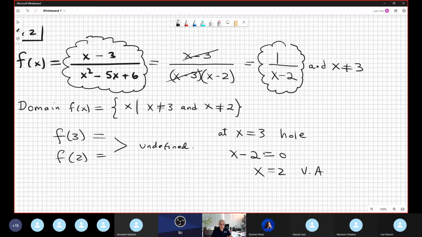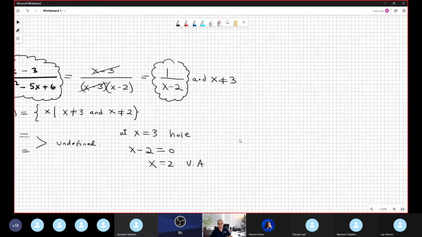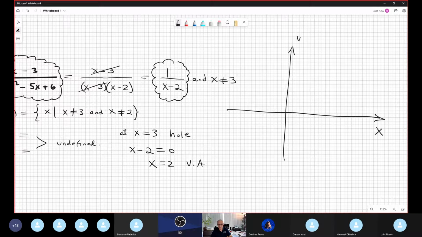So doing quickly, our graph looks like that. Let me show you. Graph, x, y. After we are doing decimals, of course. But now at 2 we have the vertical asymptote. And at 3, we have the hole. But remember the asymptote, we have 4 different behaviors.